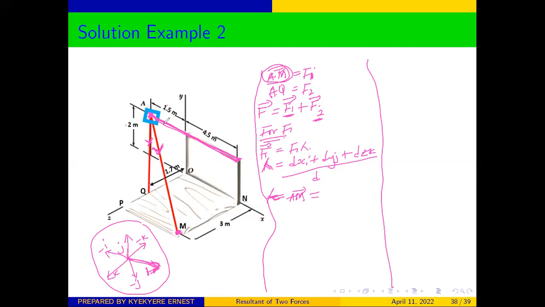So it means that it's going to be positive. So we are going to get positive 6i plus. Then from this point, we are going to move down. We are moving down on the y, and anytime we move down on y, we are going to get negative j. So the distance there is 2 meters. It means that we are going to get negative 2 meter j.